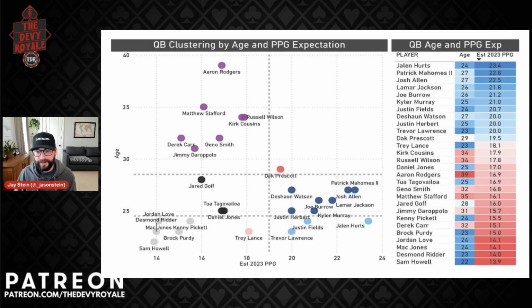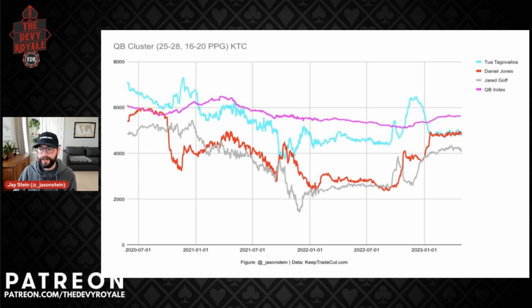And so now we're going to go into the middle left cluster. We're going to look at quarterbacks 25 to 28 that score 16 to 20 fantasy points per game. And we're talking about Jared Goff, Tua, and Daniel Jones here. So let's look at their chart here. These QBs, you can see the pink line, that's the QB average of the top 24 QBs. Now we're starting to see these QBs that are living below this average QB index line.